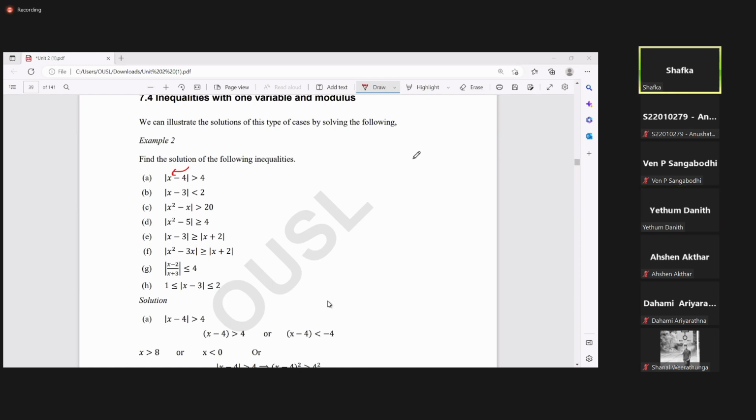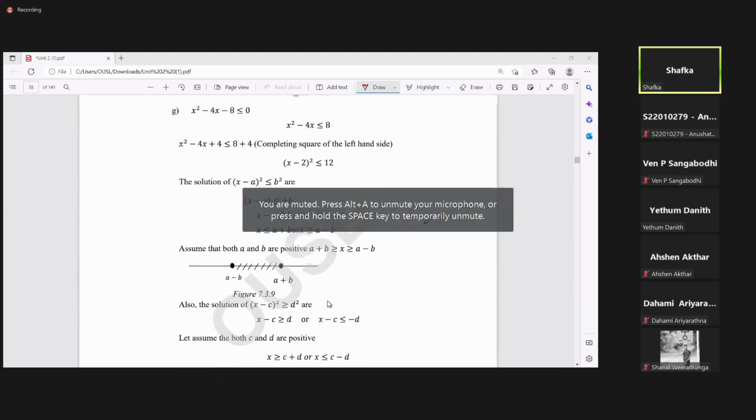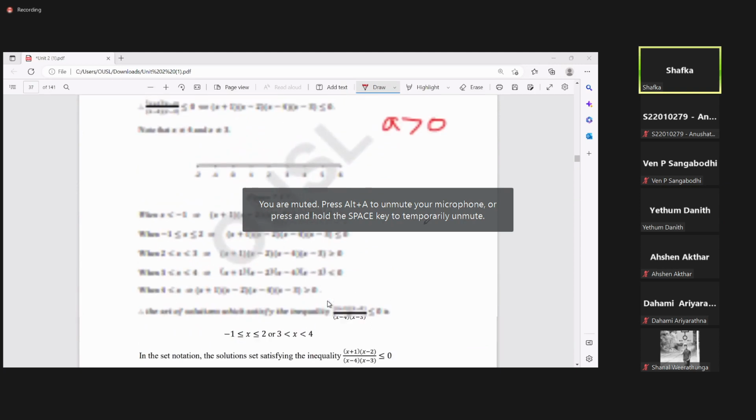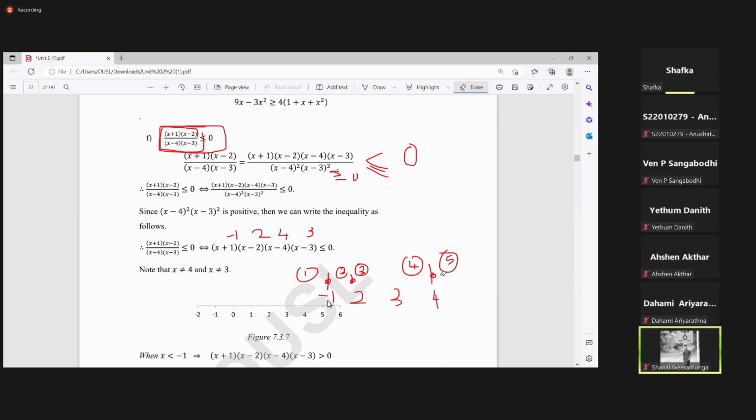Ma'am, can you show the line in the previous one? Previous one. This. We can't use the black ball in 3 and 4. We can't use the colored ball. Sorry. Thank you for that. 3 and 4, we can't. Sorry.